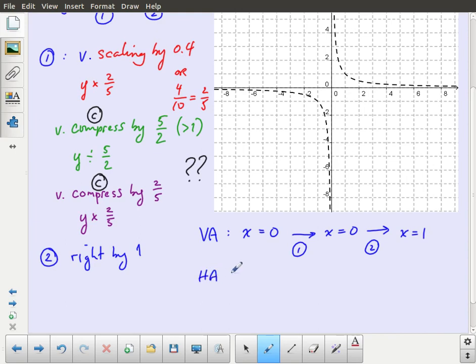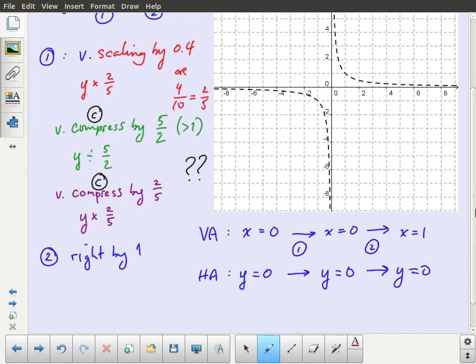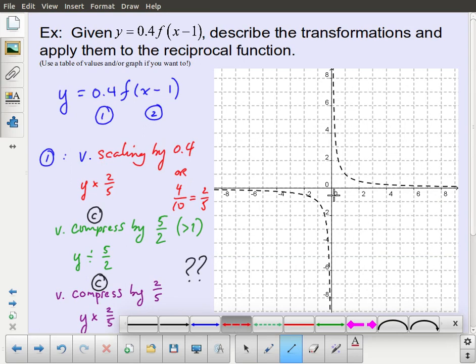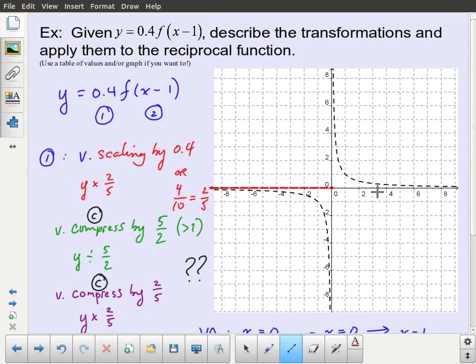I have a horizontal asymptote, which is at y equals 0. Does a vertical change affect this line? Well, it could, but it's 0. So what happens when we multiply this by 2 over 5, or divide by 5 over 2? It doesn't actually change it. So it stays at y equals 0. And a horizontal shift has no effect on this, so it stays y equals 0. So in terms of my graph, my horizontal asymptote is unchanged, and my vertical asymptote has shifted to the right by 1.